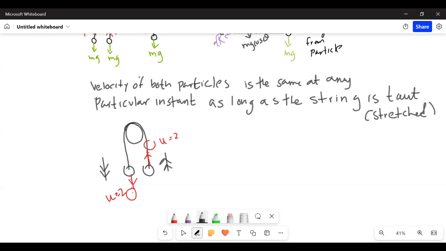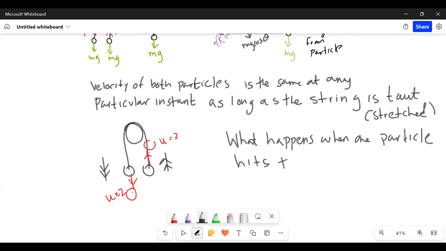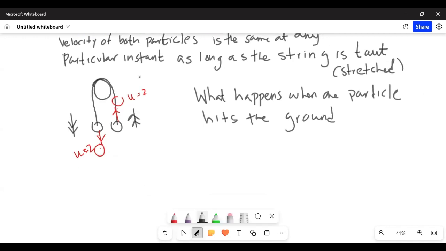Now what happens when one of the particles hits the ground? What happens when one particle, which is very important, hits the ground? Let's take a look at it. Originally we had this system.